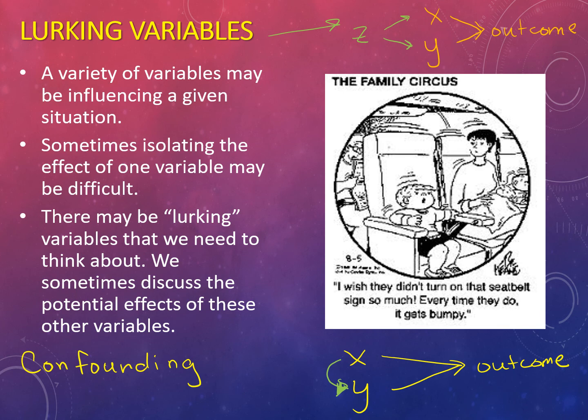So a lurking variable would be the turbulence that turns on the seatbelt light that makes you feel bumpy, that freaks the child out. Okay, so there's some third variable affecting both, that's lurking. Confounding is when one variable affects the other variable, and both of those are being measured. We'll go into that in more depth in class.